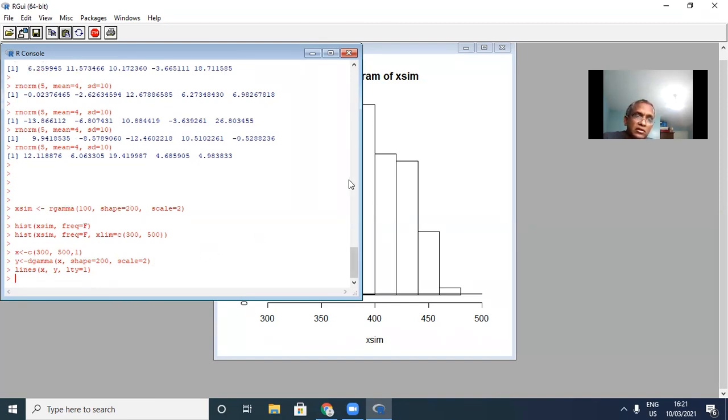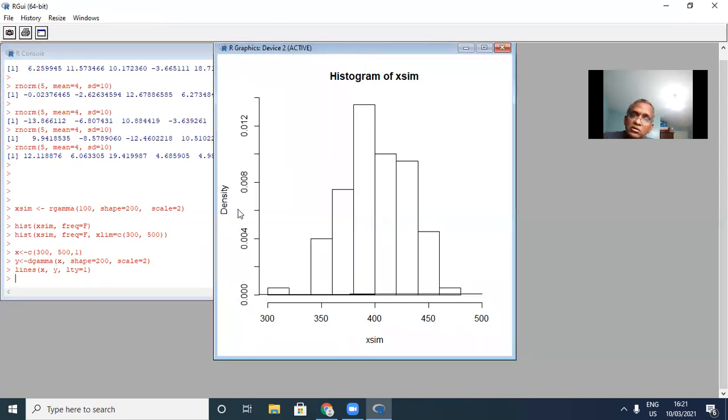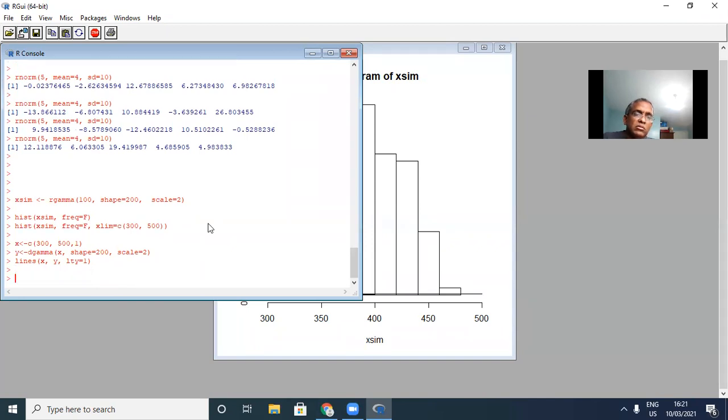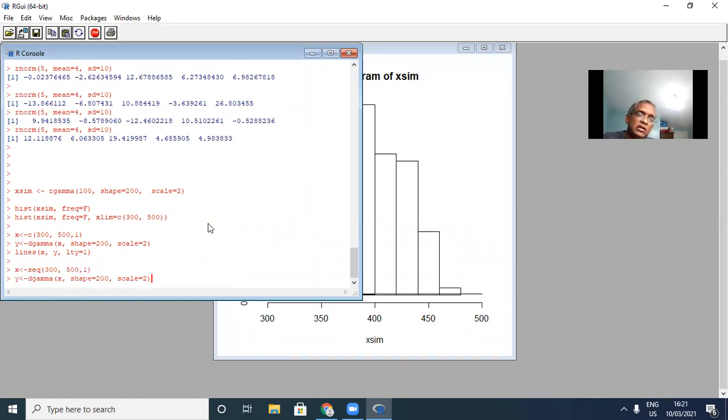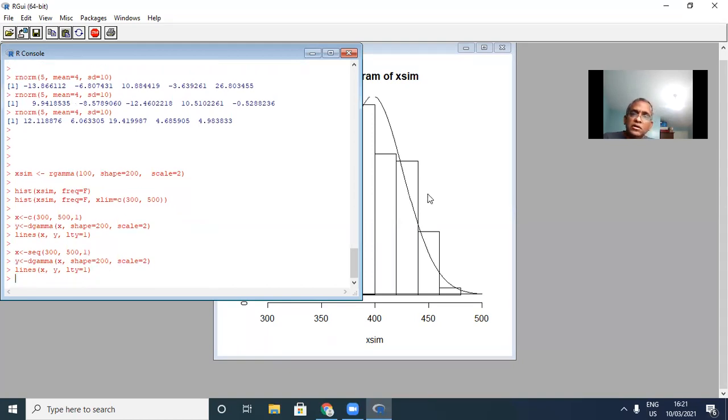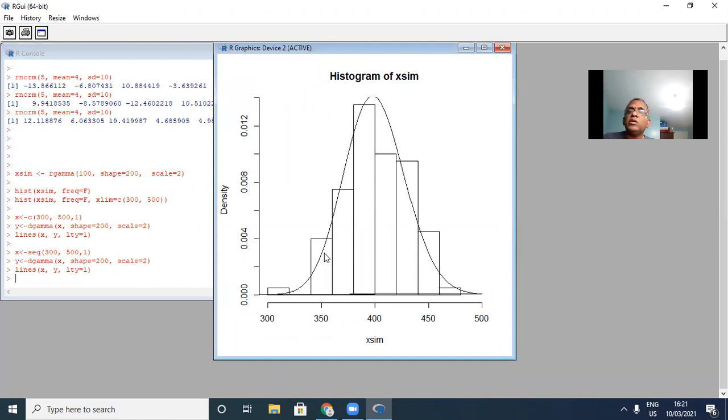Oh, sorry. What did I do? I think I made a mess. Oh, I know what I did. Sorry. Okay, I think this should have been a sequence, not c. It should be a sequence, then y, and then lines. All right. You see now.